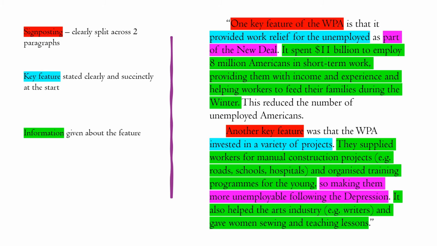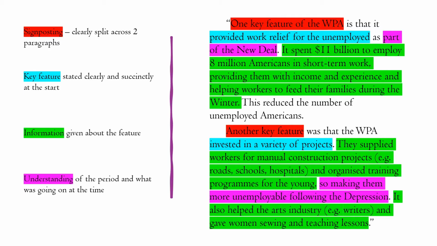The blue is the key feature, stated really, really clearly and succinctly at the start. It shows what you're focusing on in each paragraph, and that will immediately earn you a tick. If you do that, you've got 2 marks immediately. So provided work relief for the unemployed, that's my first feature. The second, invested in a variety of projects. There we are, simple as that. They don't have to be complicated, they don't have to be really long. You should be able to put them in a few words or so.